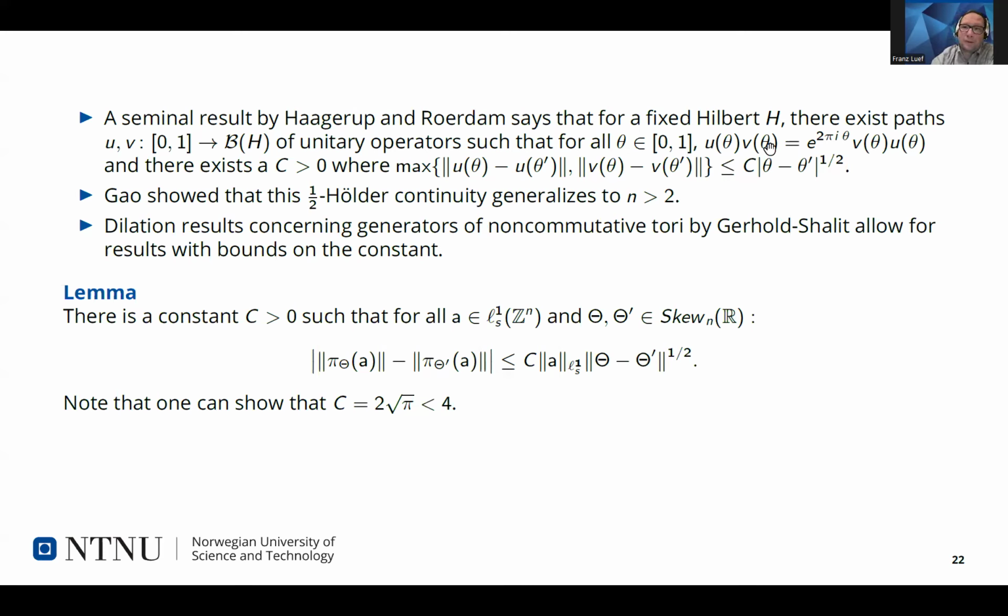They were able to construct families of unitary groups of operators U and V, depending on theta in [0, 1], which satisfy the Weyl form of the canonical commutation relations. If you vary the theta, you could guarantee Hölder 1/2 continuity, and this is optimal.